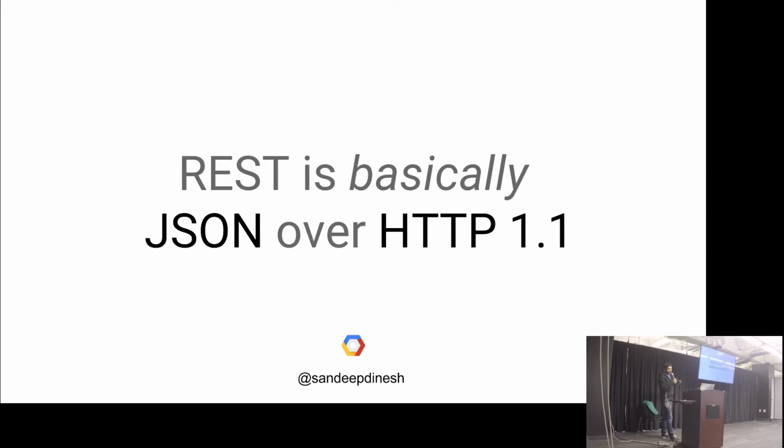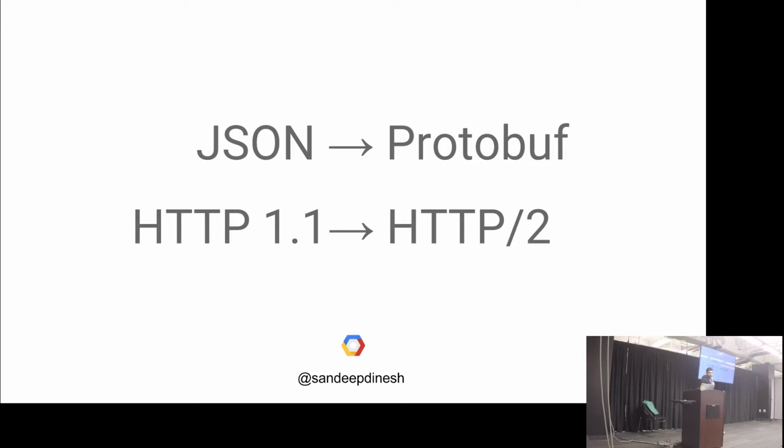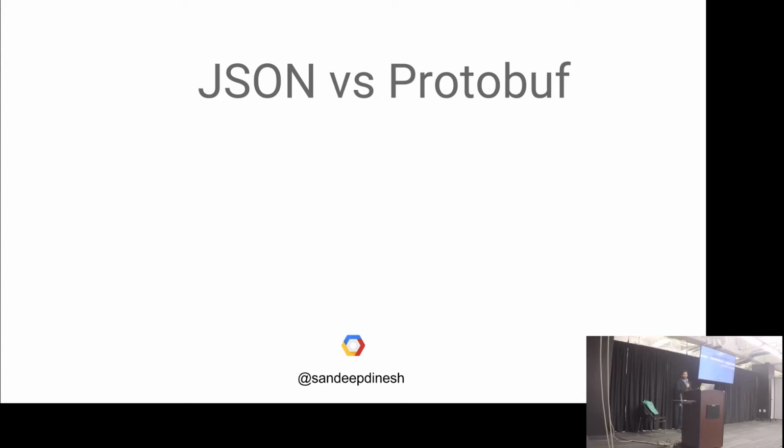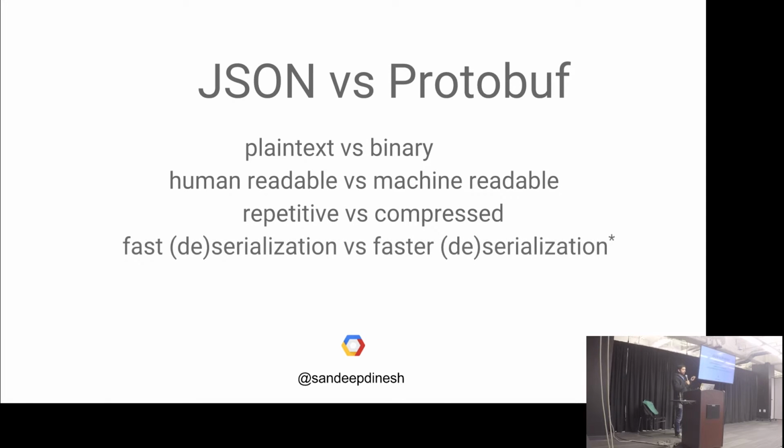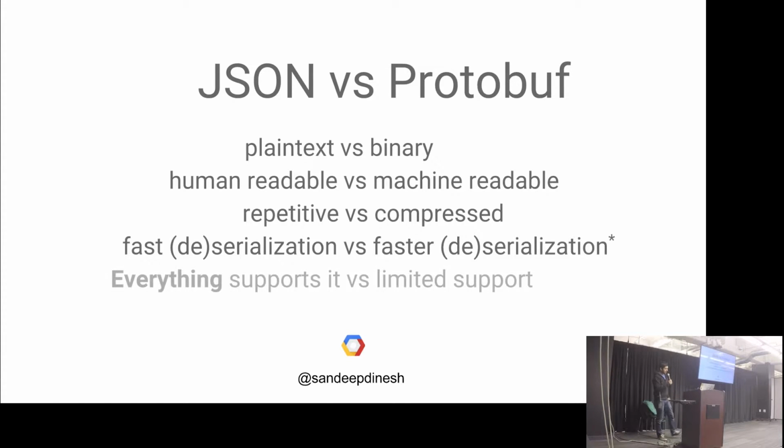And you can argue with me that you can do XML over HTTP2. Yeah, okay, whatever. Everyone's doing this. So what we're really comparing is JSON versus Protobuf, the serialization format, and then HTTP1 versus HTTP2. And the story looks pretty interesting for both. So it's plain text versus binary, human readable versus machine readable, repetitive versus compressed, and something I'm not 100% sure about, so I want to test it: faster serialization versus faster deserialization.